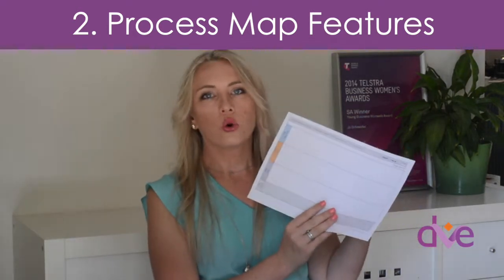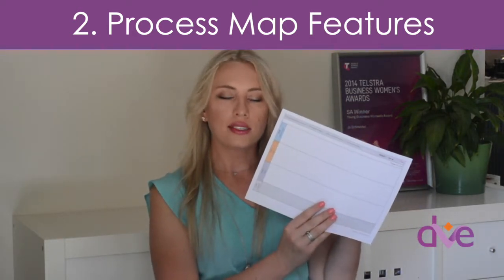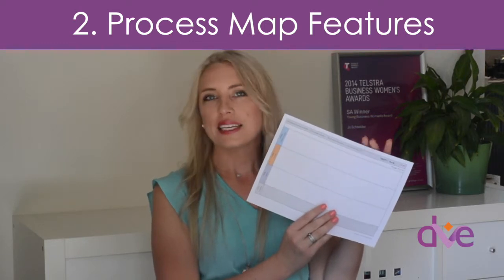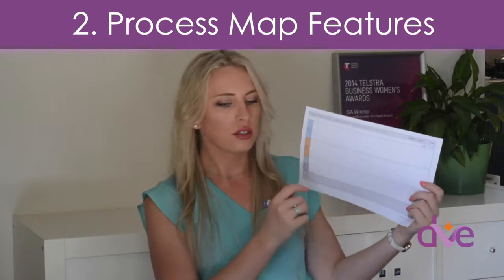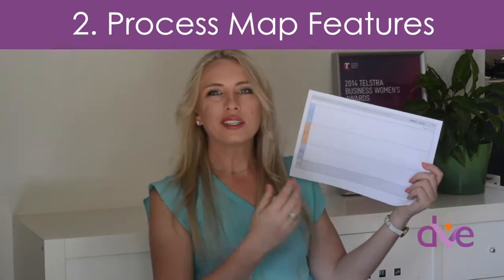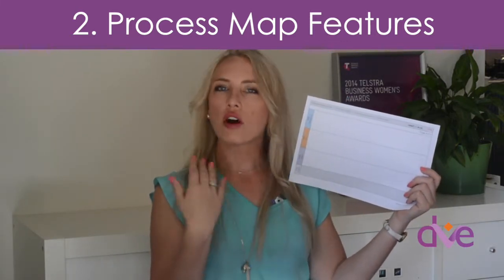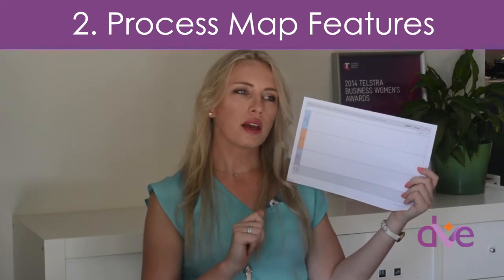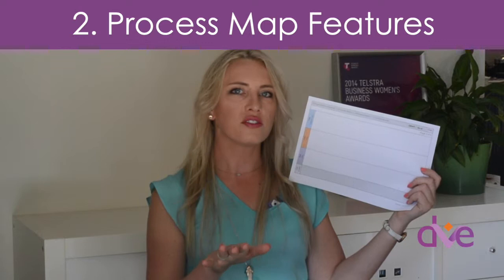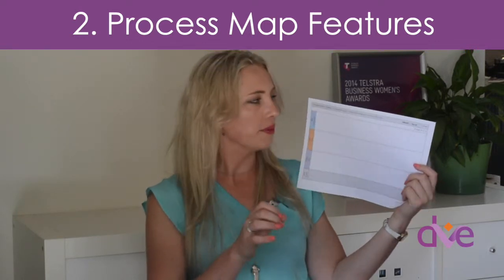The other thing I want to talk about when you are setting up your process map is just some of the standard features and naming conventions. So you want consistency. Again, there's no right or wrong. I'll explain to you how we do it, and it works really well. But if you've got your own way, that's fine. But the important thing is consistency.